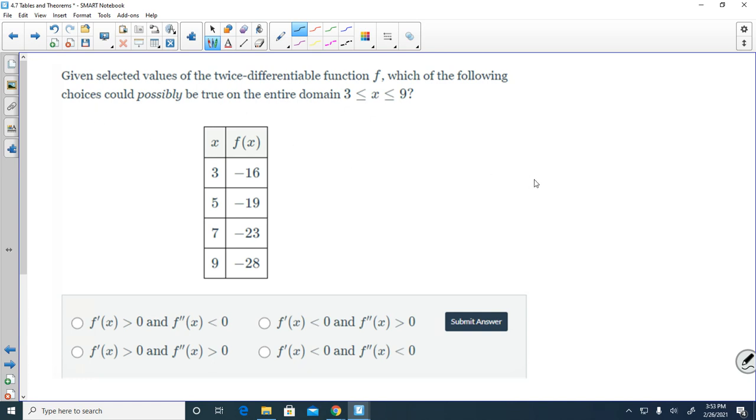Here we have given selected values of the twice differentiable function f. Twice differentiable just means that you can take the derivative twice. You can find f prime and f double prime. Which of the following choices could possibly be true for the entire domain? I notice I've got to determine the sign. So I have to figure out if f prime is going to be positive or negative. Then I have to determine if f double prime is going to be positive or negative.